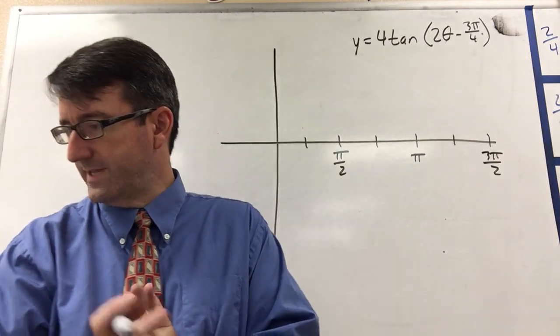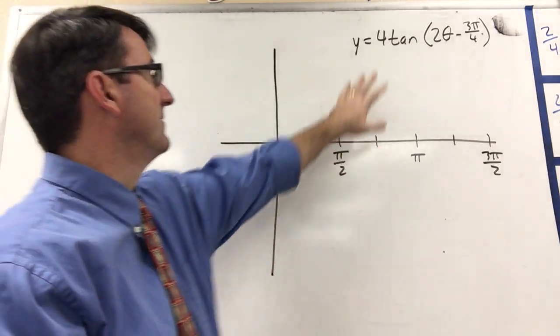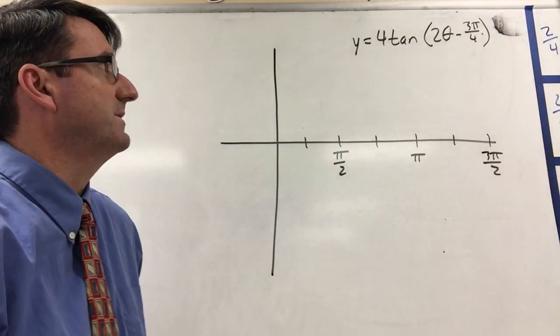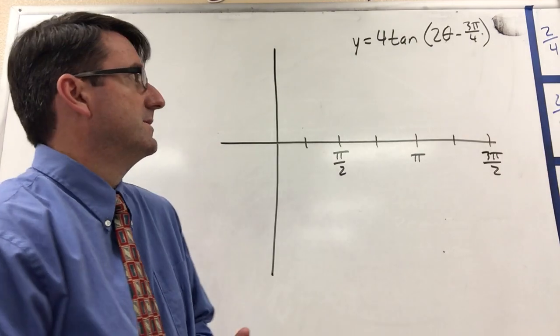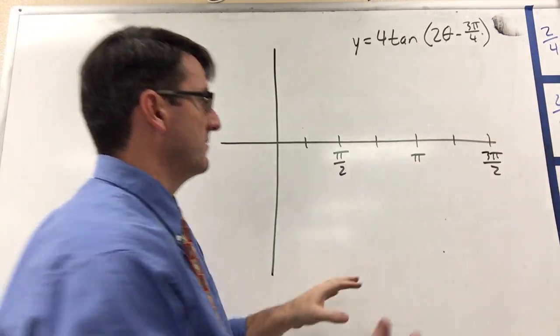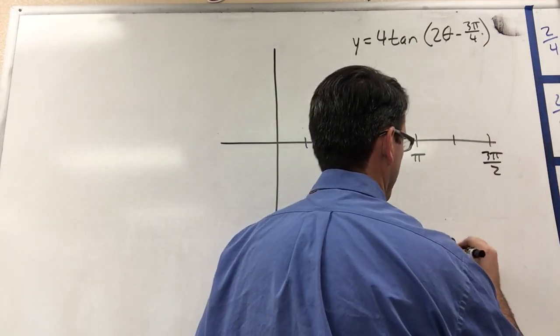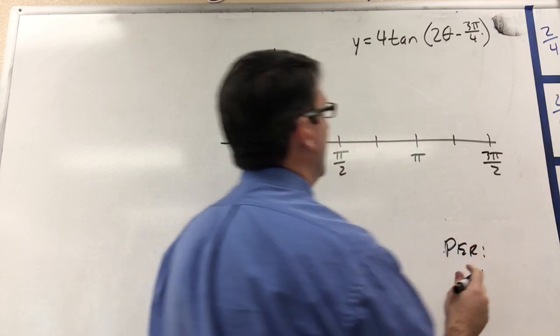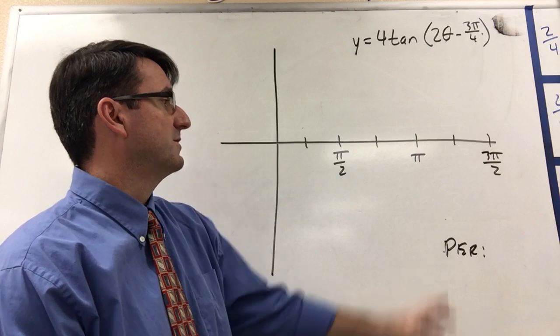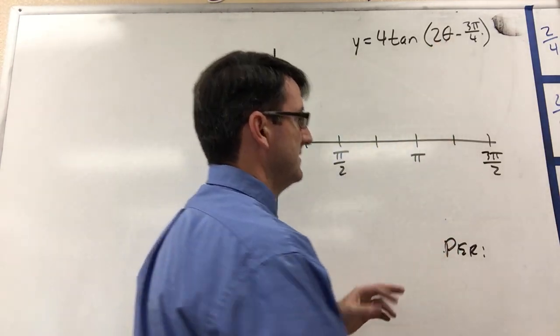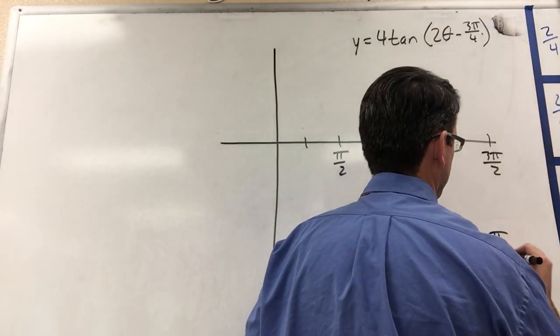All right, for number 10, we're asked to graph this function, y equals 4 tangent of 2 theta minus 3 pi over 4. So for this one, let's start with the period. The normal period for a tangent is pi. So pi divided by b, which is 2. So the period is going to be pi over 2.